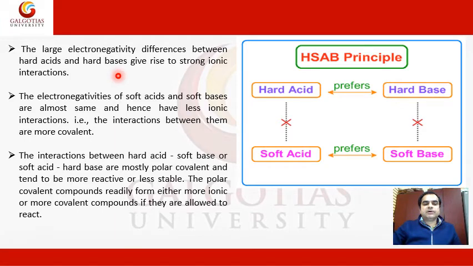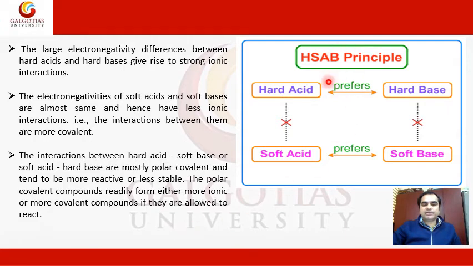If the difference in electronegativity is very large between the hard acids and hard bases, they give strong ionic interaction. And if the electronegativity difference between soft acids and soft bases is almost the same, they have very little ionic interaction; the interaction between these is purely covalent in nature. The interaction between hard acids and soft bases, or soft acids and hard bases, is mostly polar covalent. That's why they tend to be more reactive or less stable, and the polar compounds readily form either more ionic or more covalent compounds if they are allowed to react.